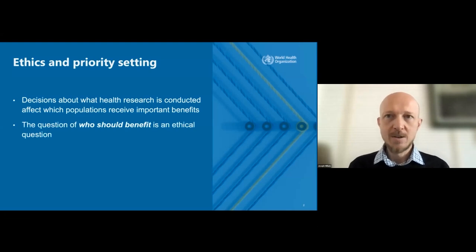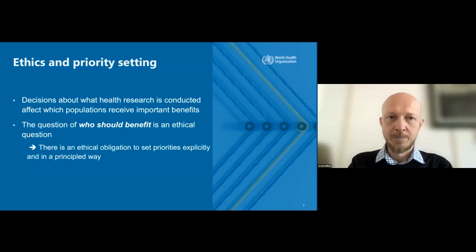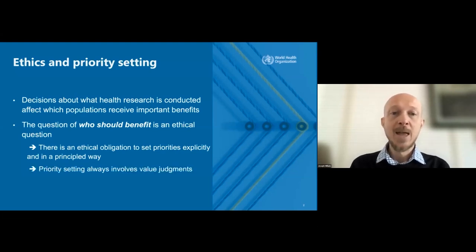But the question that priority setting is answering, a question about who is going to benefit, is an ethical question, right? In fact, it's a question about justice. As a result, we think, first, there's an ethical obligation to set priorities explicitly in a principled way. If you're making a decision about allocating a scarce resource where that resource is going to benefit some groups rather than others, then you're answering an ethical question, and you therefore have an obligation to actually do priority setting.